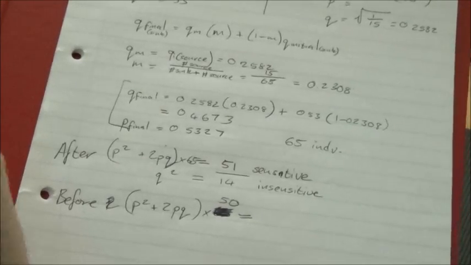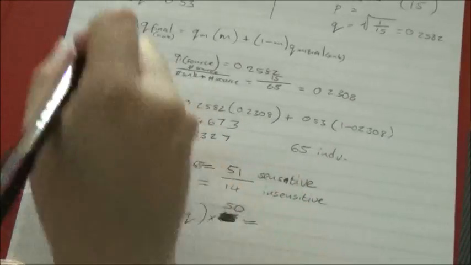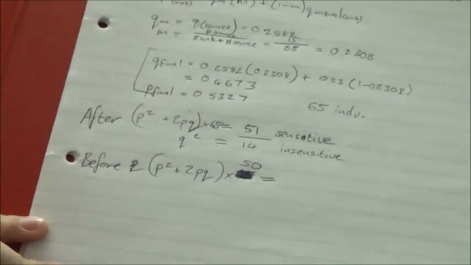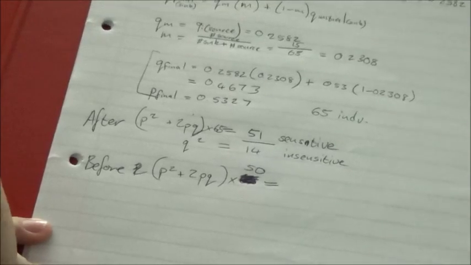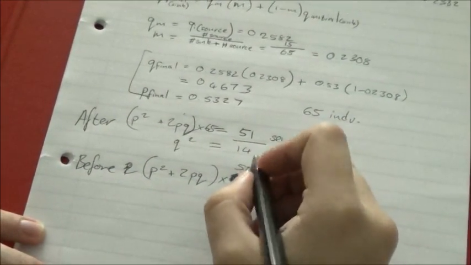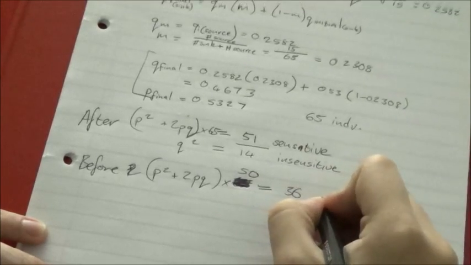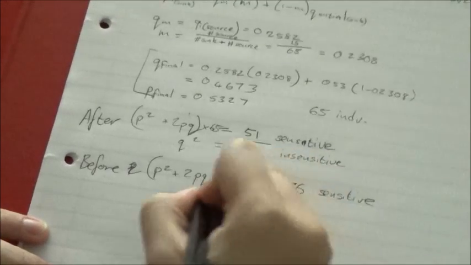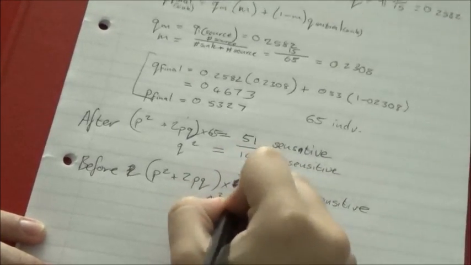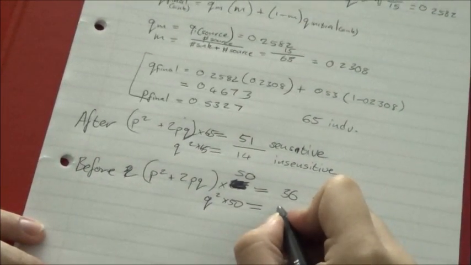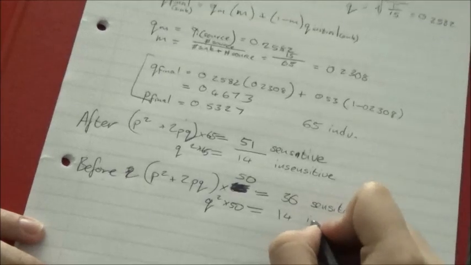Okay, so considering that there were only 50 individuals to begin with, you can see here, we will work out that the original number of individuals that were sensitive, if you calculate this, will equal approximately 36 individuals which are sensitive. And thus, there will be 14 individuals which are insensitive.